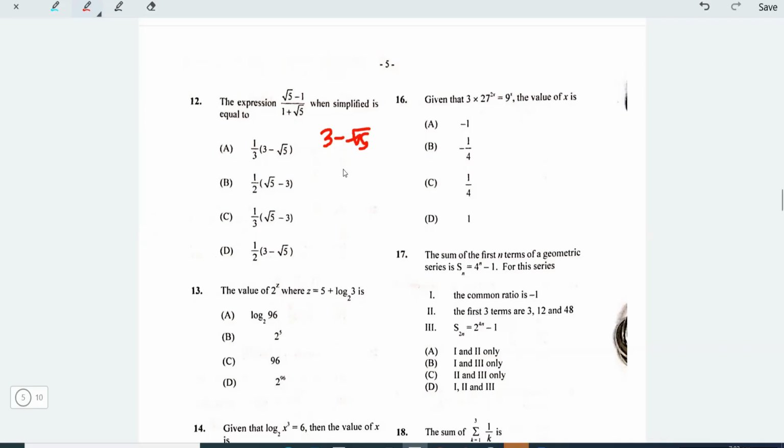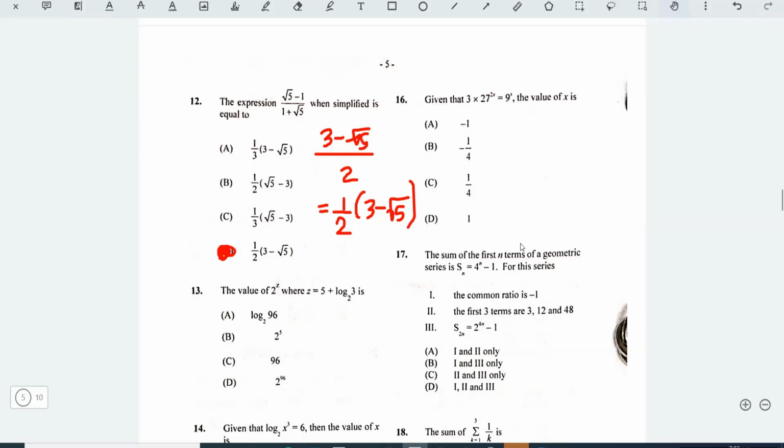So what that means is I can factor out the half. If you factor out the half, you end up getting a half of 3 minus root 5. And that is going to be option D. Nice and easy stuff. All right. So now we need this now.